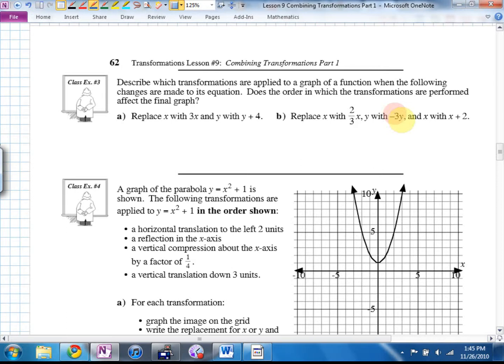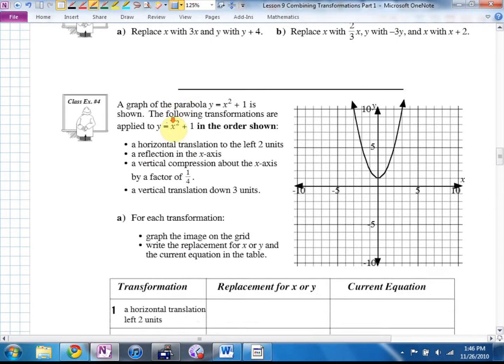Vertical or horizontal? Vertical, expansion by 3 or compression by 1/3? Compression by 1/3. And what else, Martin? Vertical reflection. Replace x with x plus 2. Two what? Left. Okay? By the way, because you're doing a horizontal and a horizontal, the order would matter here. In the other case, the order wouldn't. It's when you have more than one thing going in the same direction. I really don't care about that. I'm just always going to do it right.